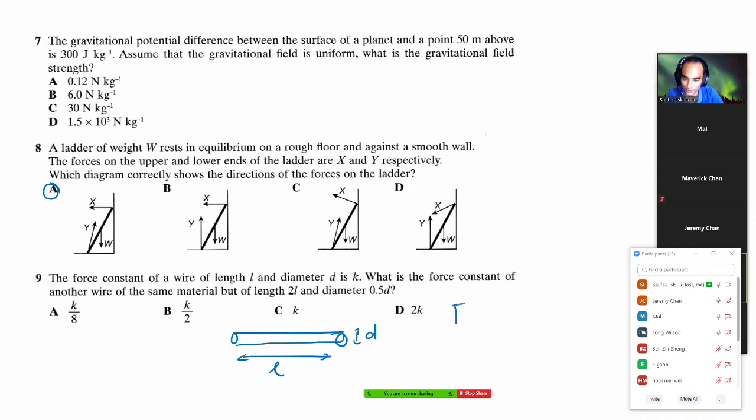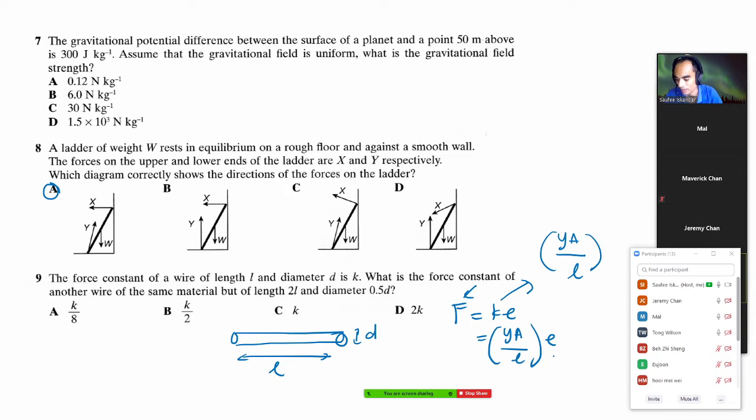Answer is A, sir. So force constant: F equals K times E. This is the force constant for the wire. And remember, we learned that we can substitute K as Young modulus times A divided by L, where L is length. So there you have K equals Young modulus times A divided by L.